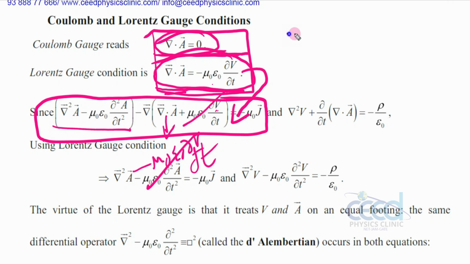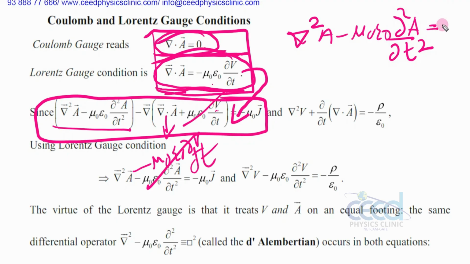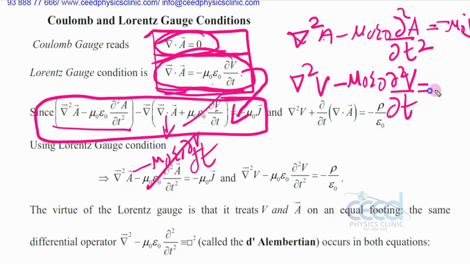Then this part only remaining. Del square A minus mu 0 epsilon 0 dou square A by dou T square equals minus mu 0 J. Now, if you replace A with V, then del square V minus mu 0 epsilon 0 dou square V by dou T square is equal to minus rho by epsilon 0. Instead of J, volume charge density rho comes. Instead of mu 0, 1 by epsilon 0 comes.